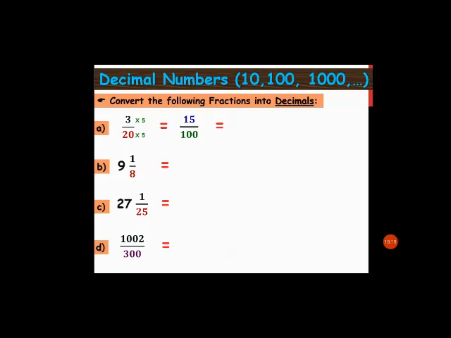This is a proper fraction. I don't have whole numbers, so the whole number will be 0 and I have 2 places to the right. So 0.15. The next, I have 8 in the denominator.